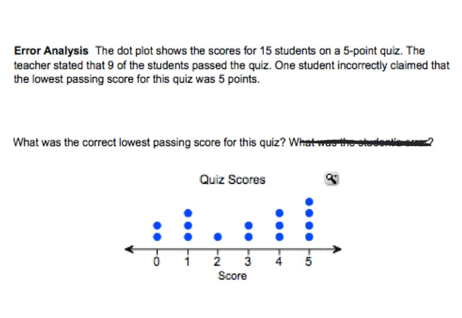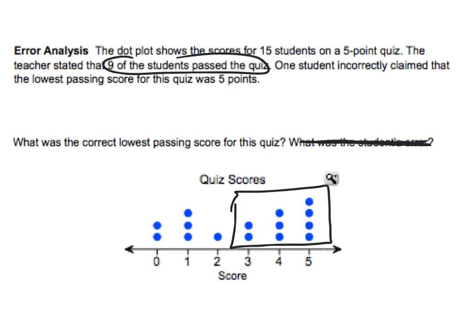Anna, what do you think? 3 points. How did you come up with that? Because there's 9 that are 3 or higher, and 9 of the students passed. Yep, so if it tells us that 9 of the students passed, the highest passing score would be a 5. So 4 people got a 5. Then 3 more people got the next score, so that's 7 total. And then we've got 2 people here. That gets us the top 9 scores. So the lowest passing score would be a 3 because that's where the top 9 scores fall.